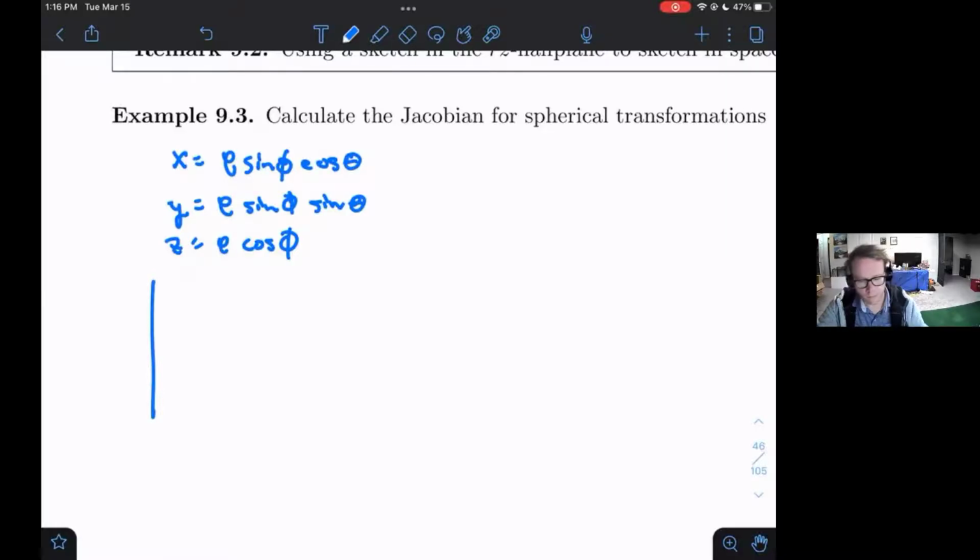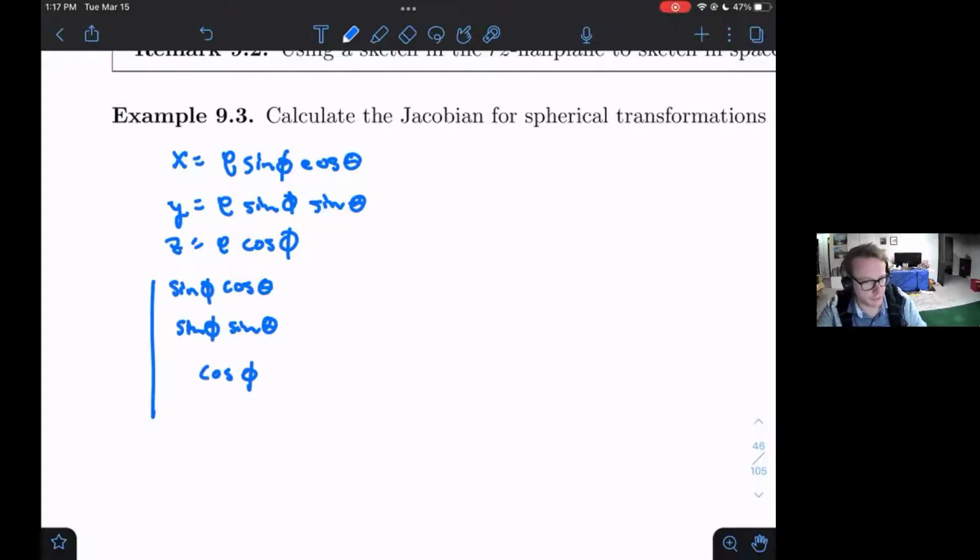Take some derivatives. I'm going to start off by always taking the derivative with respect to rho. So the derivative of x with respect to rho will be sine phi cosine theta. Y with respect to rho will be sine phi sine theta. And z with respect to rho will be cosine phi. Okay, so those are all my derivatives with respect to rho.